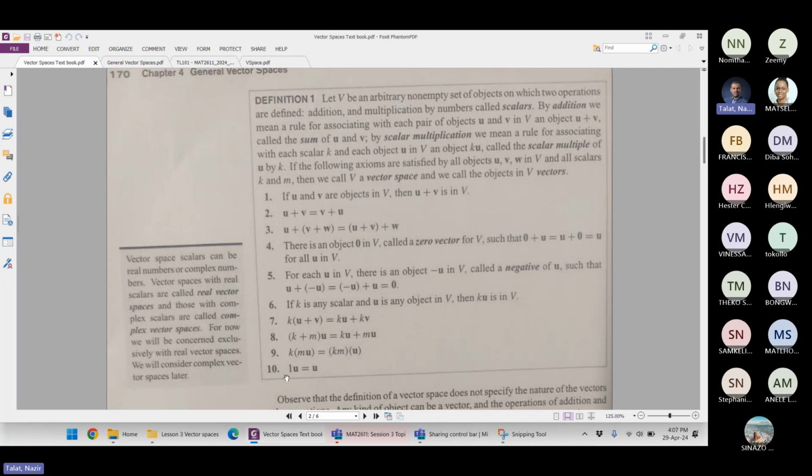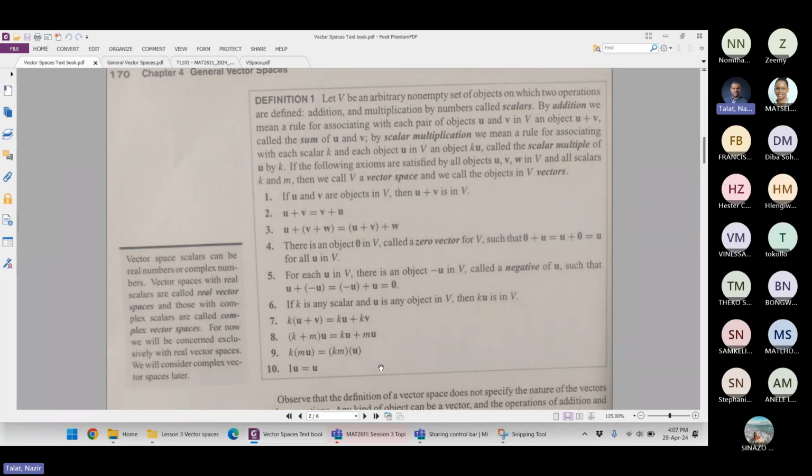Look, you can see that this 1u is a very trivial one. But 1u equals u is very, very important, because many sets are not vector spaces only because of this tenth axiom. We can see several examples where axioms 1 to 9 are satisfied but only the tenth is not satisfied. So that's why we can say such a set is not a vector space. So these are the important criteria of a vector space.